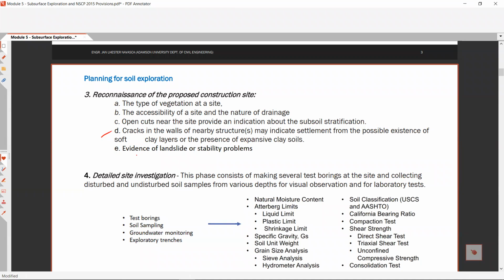And number 2, evidence of landslide or stability problems. If the nearby construction site or the nearby constructions or buildings have evidence of landslide and a problem with slope stability of the soil, okay, so you need to consider this one.